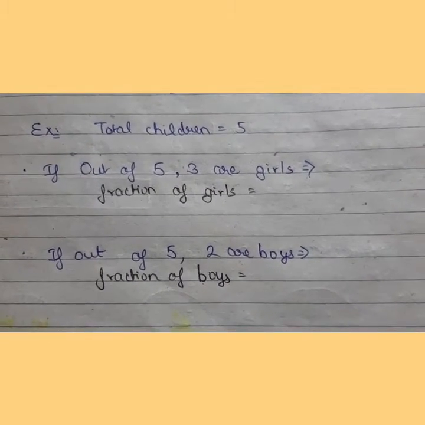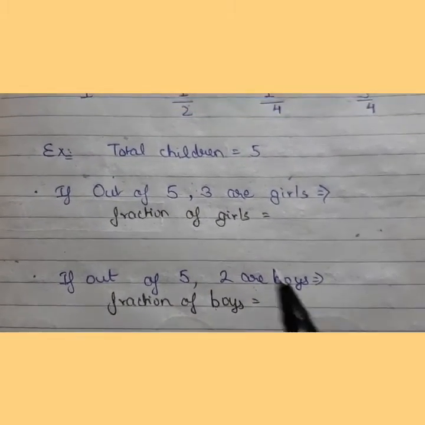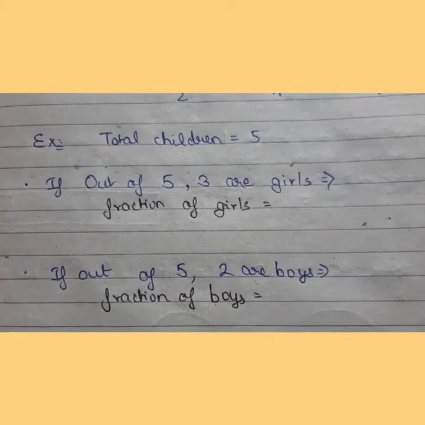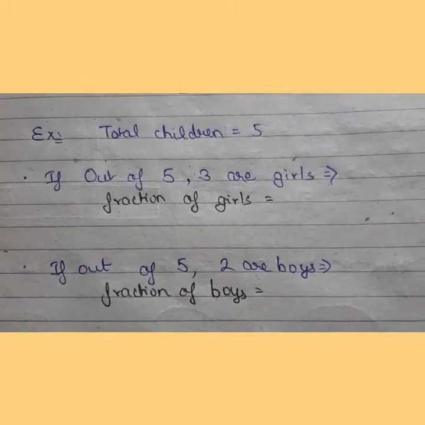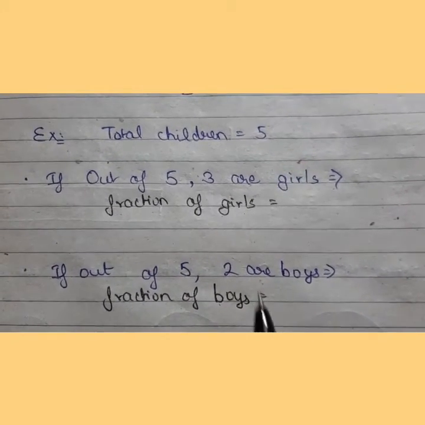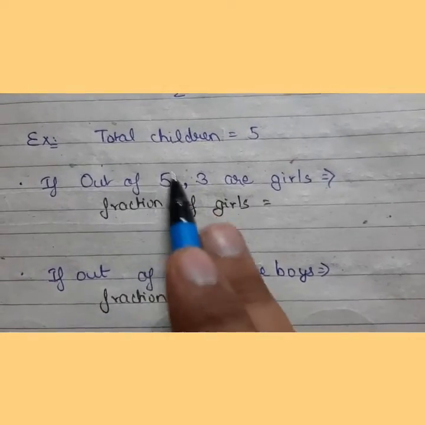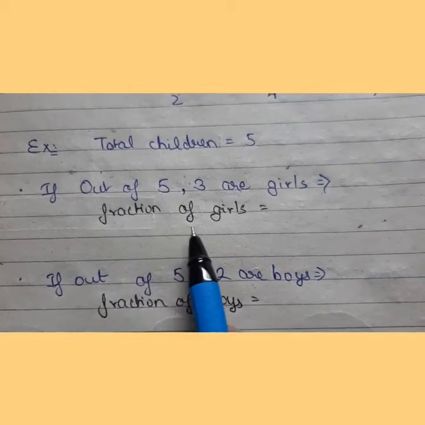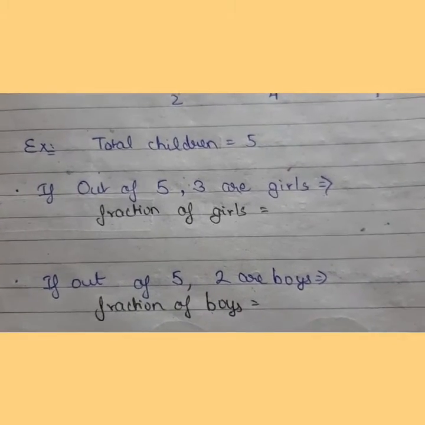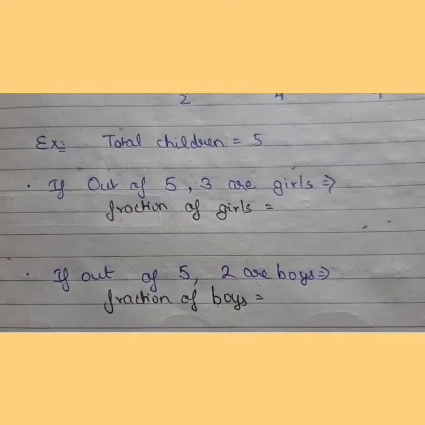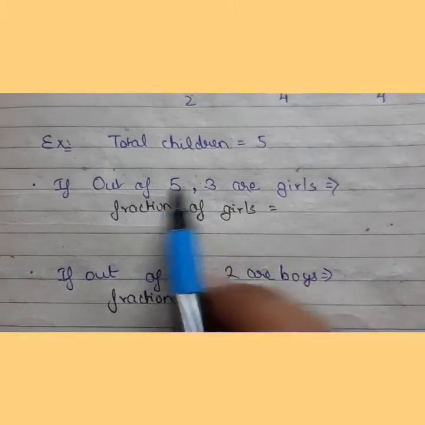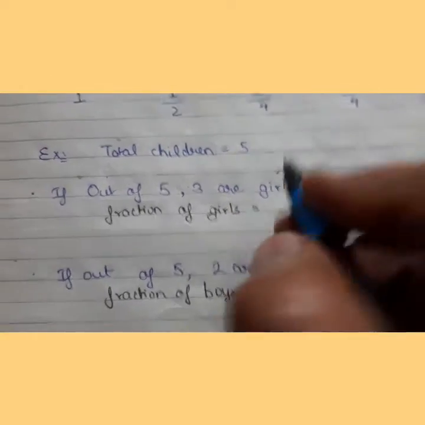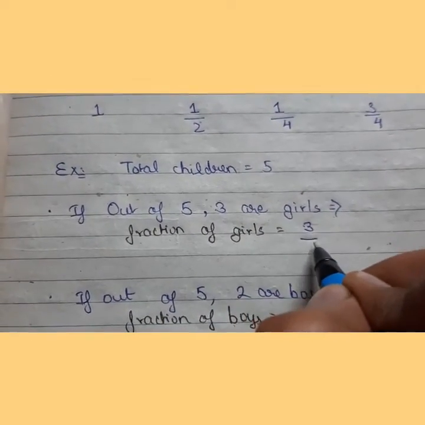Let's take one last example. Suppose the total number of children in a class is 5. Now out of these total students, that means out of 5, if 3 are girls, what will be the fraction of girls? Try solving it. Give me the answer fast. Out of the total number of children, that is 5, if 3 are girls, what will be the fraction of girls? The answer will be 3 upon 5.